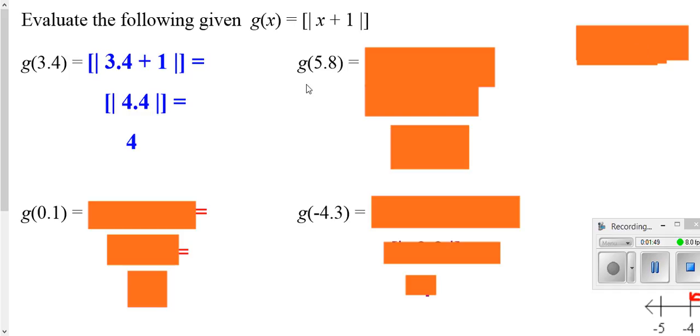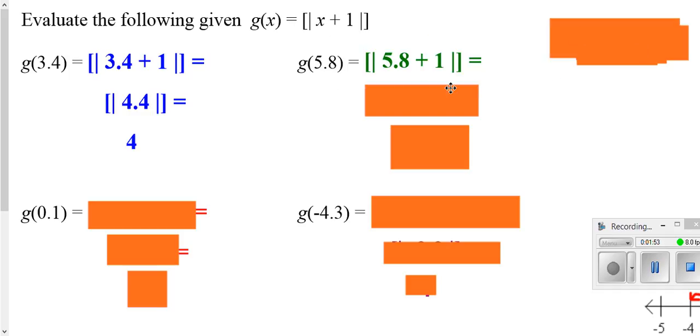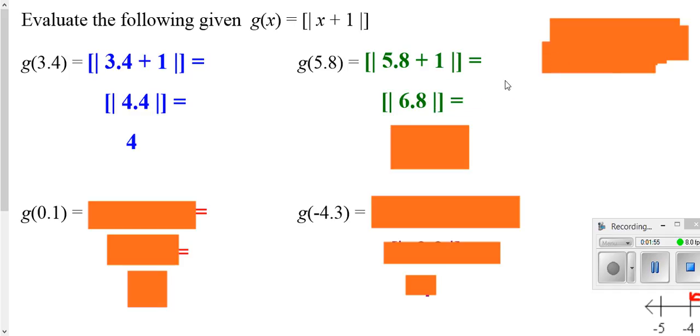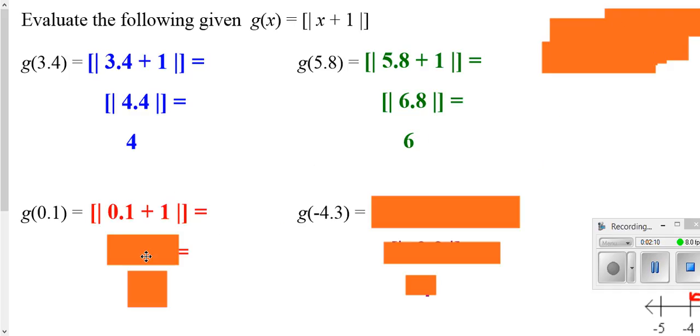If we try g of 5.8, we plug in our 5.8, add 1, we get 6.8, and then we apply our greatest integer function. So we look for the greatest integer that's less than or equal to this, so we round it down to 6. Same idea with 0.1. We're going to get 0.1 on the inside, we round that down to 1.